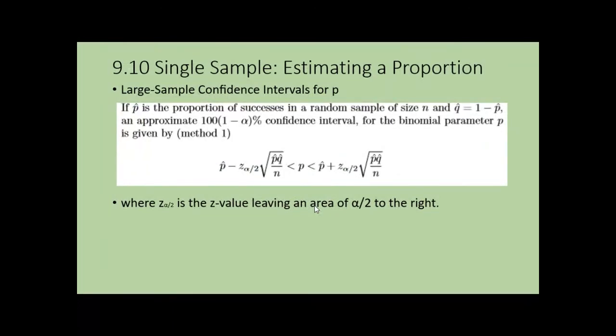9.10. Single sample estimating proportion. Proportion is nothing but probability. Estimating the probability, the probability of the population. Large sample confidence intervals for P. Again, we are finding the confidence interval for the population proportion.